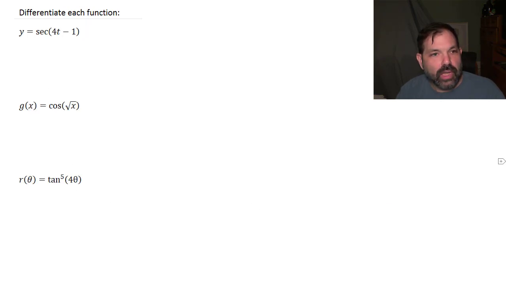All right, here's a few more examples involving some trigonometric functions. Now would be a good time to pause and try these out on your own.